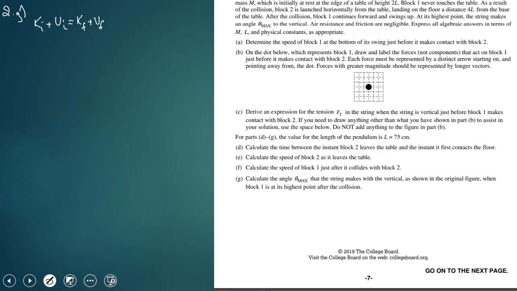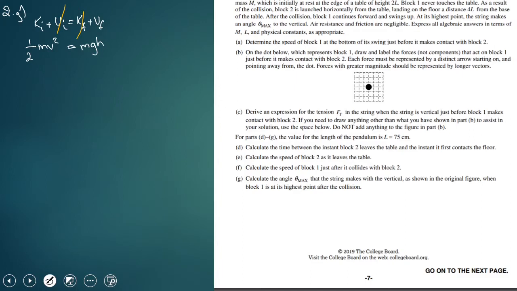So right after the collision, our U initial is still going to be 0. And then at its theta max, this is going to be 0. And so we get 1/2 mv squared is equal to mgh, right? And so, well, the masses can cancel out. And so we're trying to solve for theta now. How do we introduce a theta value into this?